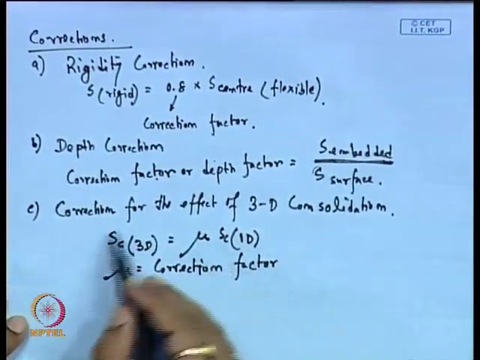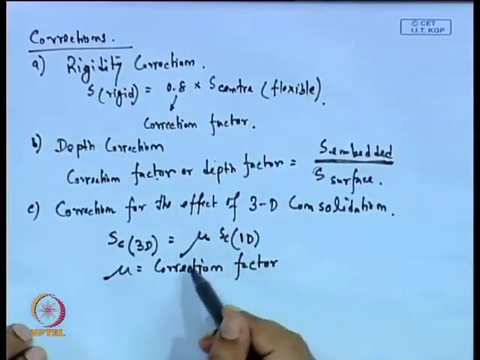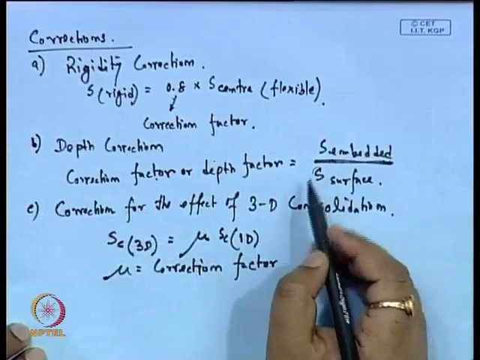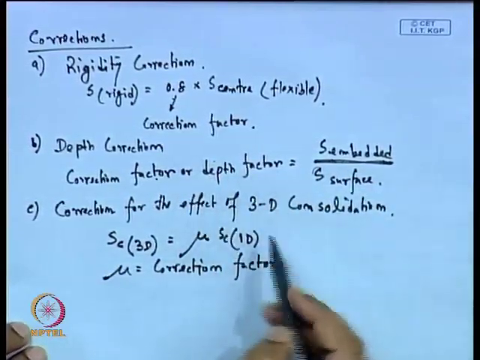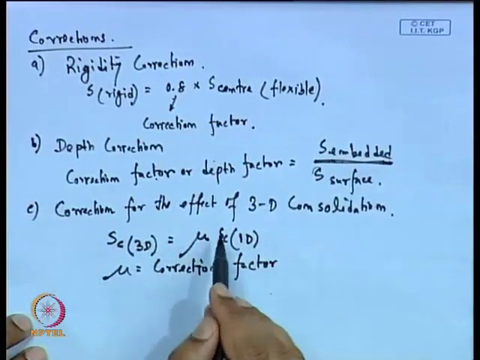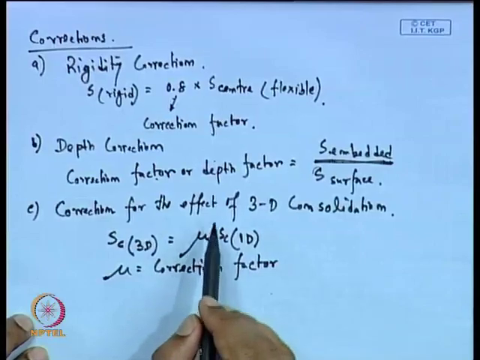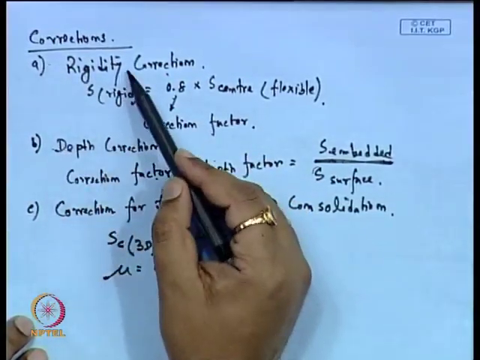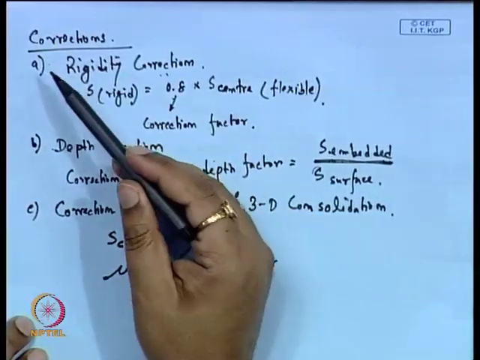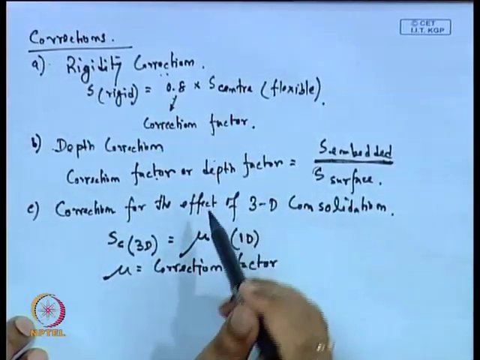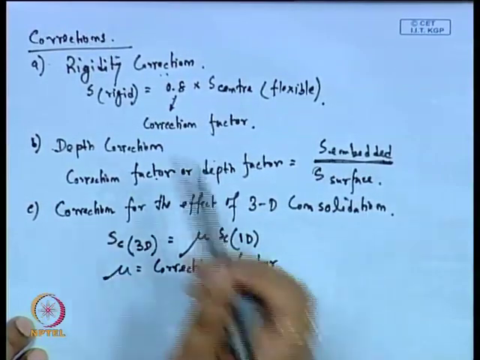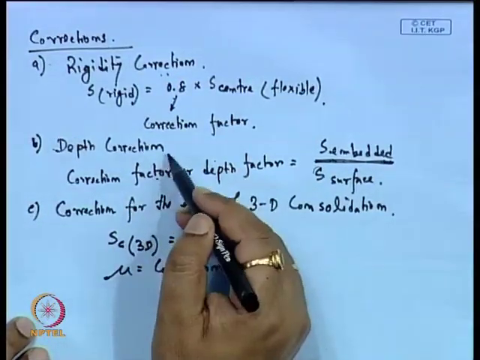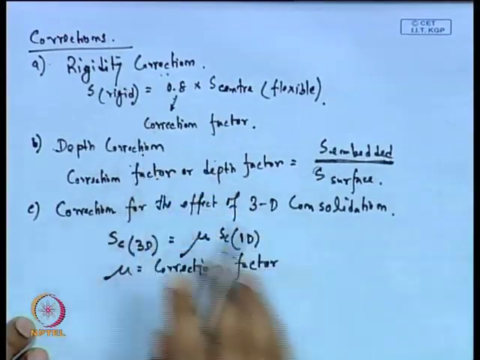So here we will get the consolidation correction also. For the rigidity correction the factor is 0.8, but what would be the correction factor for depth and consolidation? It is noted that this consolidation correction applies only for the consolidation settlement, not for immediate settlement. But the rigidity correction and the depth correction, these two corrections, A and B, apply for the immediate settlement calculation. This consolidation correction factor applies for the consolidation settlement calculation. That means A, B, C, these three apply for the calculation of consolidation settlement, but for immediate settlement only A and B apply.